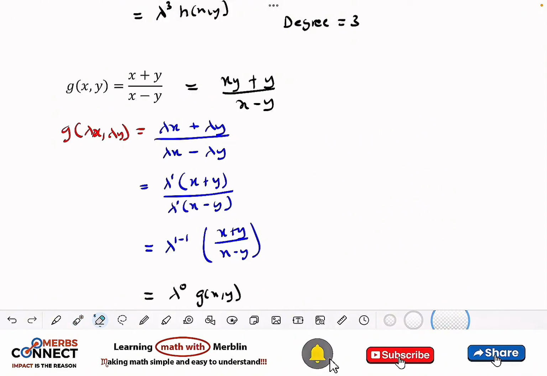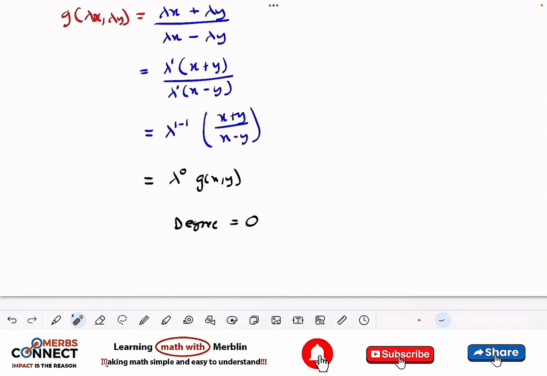So always when you are doing it, try and check the degree. Add the degrees together. This is having a degree of 1. When you add it, you get 2. And since this is 1, then the function is not homogeneous.